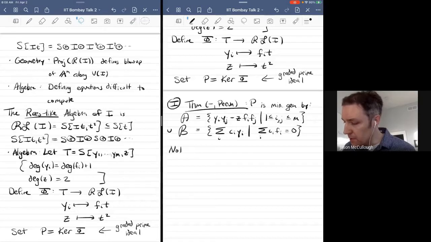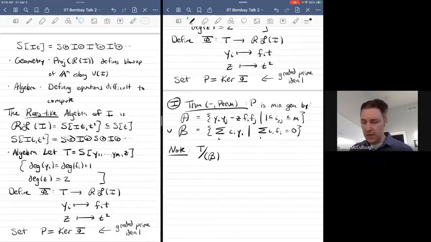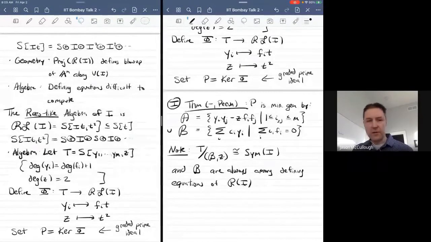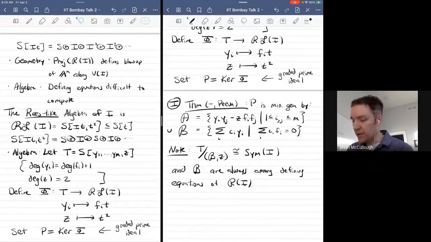So note, T mod B, I guess I should say it like this, I also have to kill z, is isomorphic to the symmetric algebra of the ideal, and the curly B are always among the defining equations of the Rees algebra. I mean, for instance, those are the equations that don't have a z in them. So of course they'll be there. The difficult part is whether there's anything else.